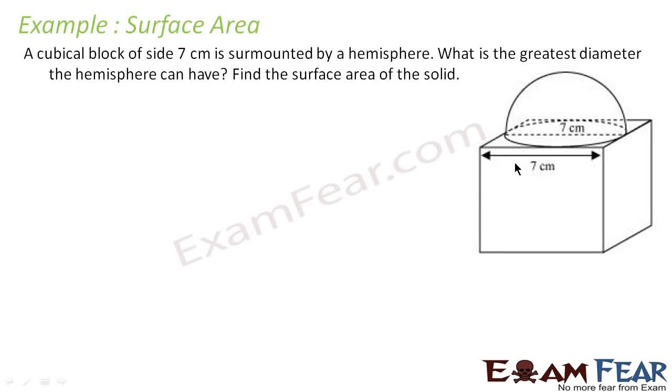This is a cubical block, all sides 7. This is a cube actually. On this cube, there is a hemisphere. The first question is what is the greatest diameter of the hemisphere we can have? So you can see from the diagram also that the greatest diameter will be the length of this, correct? Or length of this. Both are 7 actually. So we can say that greatest diameter is 7.